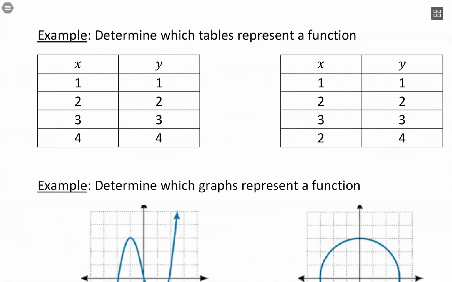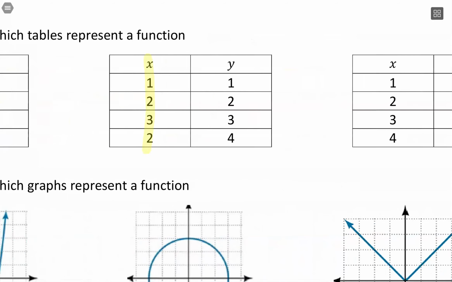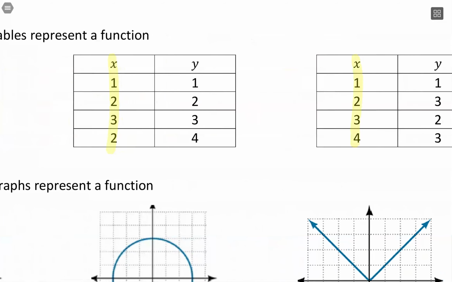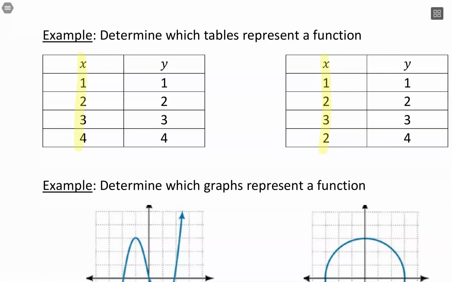With tables, it's very similar because really a table is a collection of ordered pairs. Like here's an xy coordinate, so on and so forth. So what I'm going to do is just focus on the x coordinates, and again, just be careful of any repeats. So with this first table here, 1, 2, 3, 4, so they're all different. So yes, that's a function.